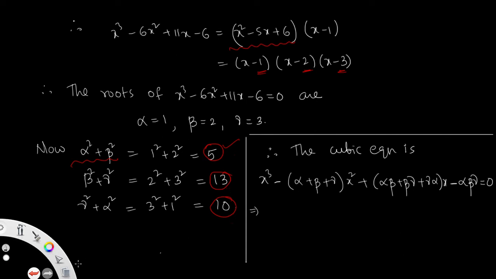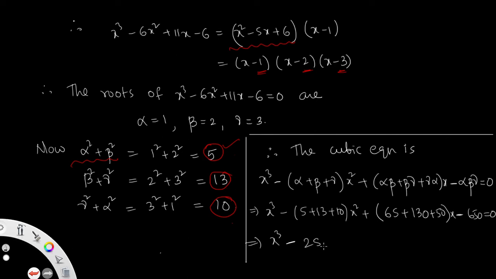Those values you have to simplify. That is x cube minus (5 plus 13 plus 10) into x square, and then alpha into beta is 13 into 5, which is 65, then 13 into 10 is 130, and 5 into 10 is 50, into x, and then minus the multiplication, 13 times 5 is 65, that is 650, equal to 0. Therefore the equation is x cube minus 28x square plus 245x minus 650 equal to 0.